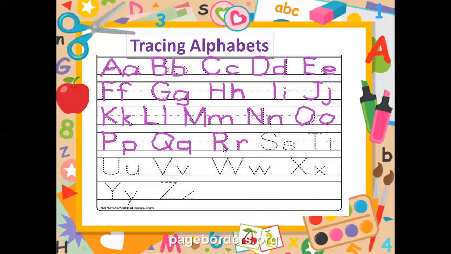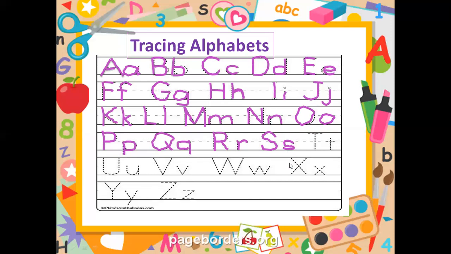Now after R, our next letter is S. What you will do, you will draw a curve from the top to the middle, and then from the middle to the bottom, but from the middle, you will change your direction, just like this. Watch it once more. A curved line from top to the middle, and then from middle to the bottom, again a curved line with the opposite direction. Same, the lowercase letter s you will write, but you will use the middle and the bottom line, just like this.